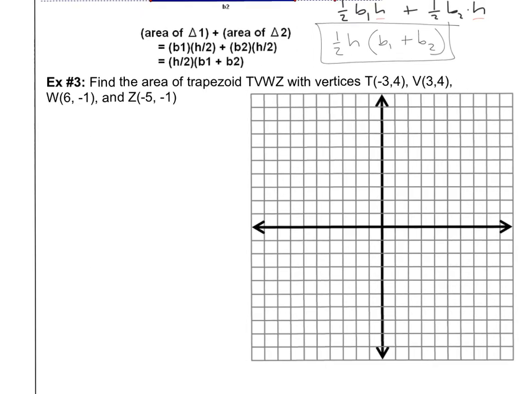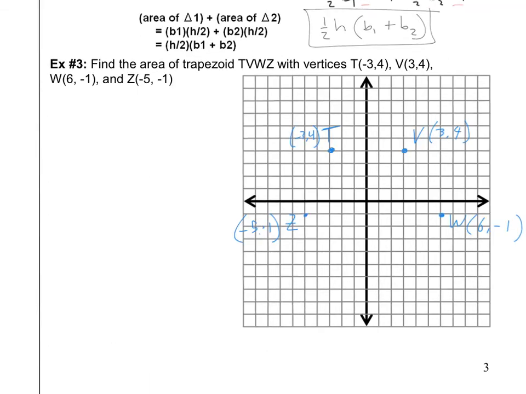Okay, now let's talk about how we can use this thing. Find the area of a trapezoid TVWZ with the vertices T, -3, 4, V, W, and Z. Let's plot these real quick. I'm going to pause the video and just plot them quickly. You could probably do the same. So go ahead and plot these. Okay, so I plotted the points. Now I can connect these dots here.